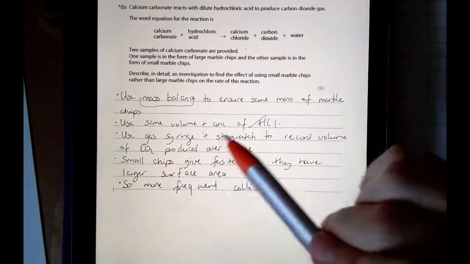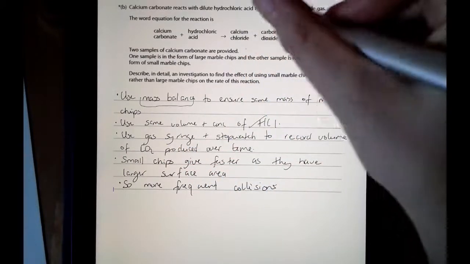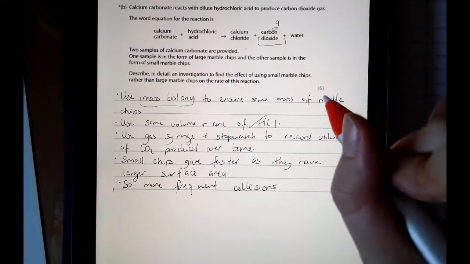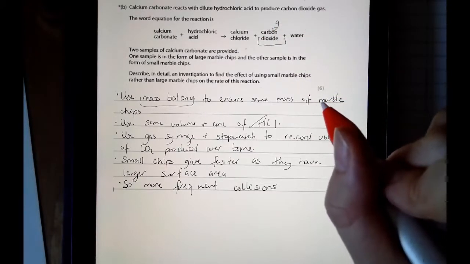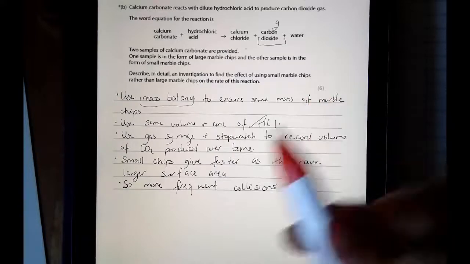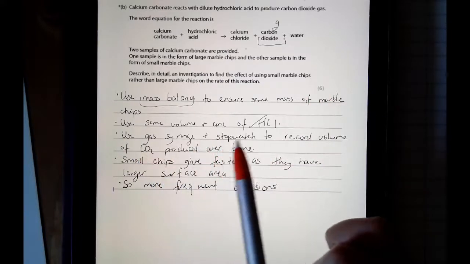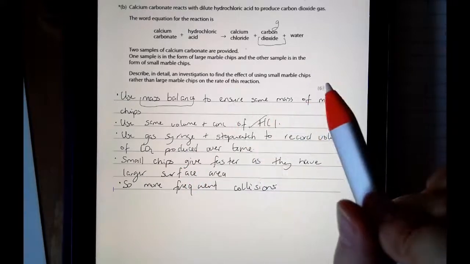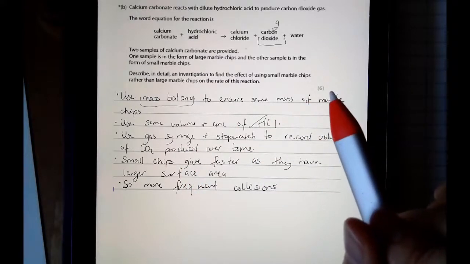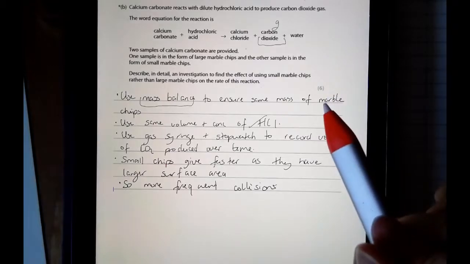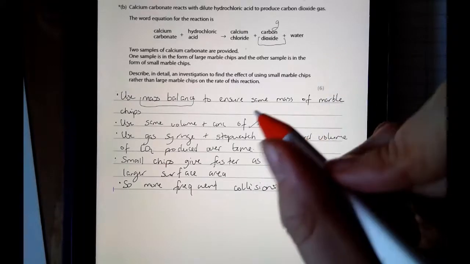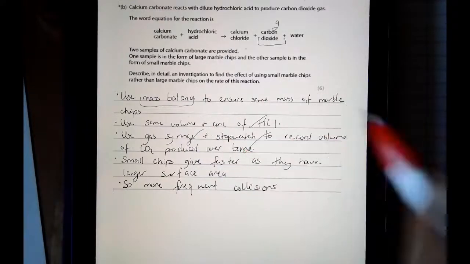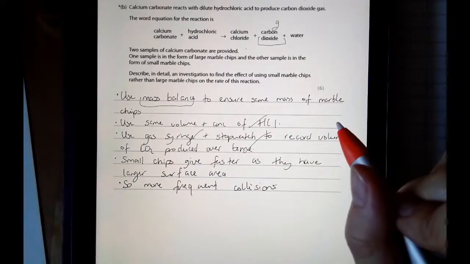I then need to say how I'm going to measure. You can see that you're producing carbon dioxide. Carbon dioxide is a gas, so you're going to record the amount of gas being produced and how quickly it's being produced. I've used a gas syringe and a stopwatch so I can record the volume of CO2 produced over time. You could also say that you used a mass balance and you recorded the change in mass over time. But again, I'm giving my equipment, gas syringe, and I'm mentioning time. So I get 4 marks for just saying all of that.